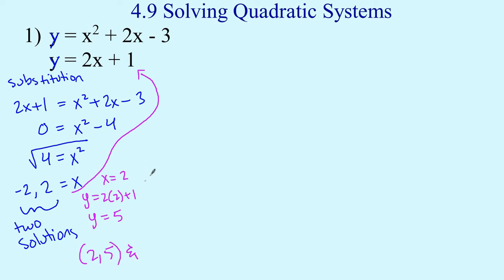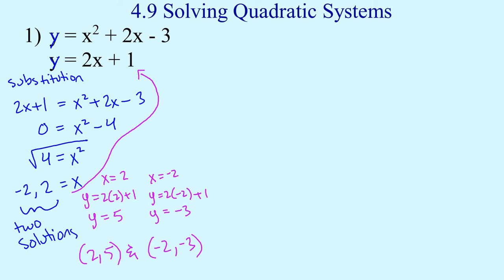And my second solution is when x is negative 2. So y equals 2 times negative 2 plus 1. So y equals negative 3. So that solution is negative 2 comma negative 3. You cannot mix and match these. All right, it has to be 2 comma 5, and it has to be negative 2 comma negative 3. If you don't, then you're wrong.